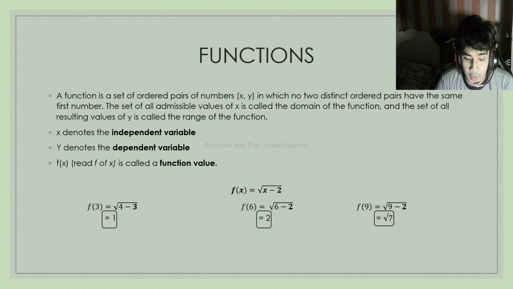If f is the function having domain variable x and range variable y, the symbol f of x denotes a particular value of y that corresponds to the value of x. The notation f of x, called a function value, is due to the Swiss mathematician and physicist Leonhard Euler.